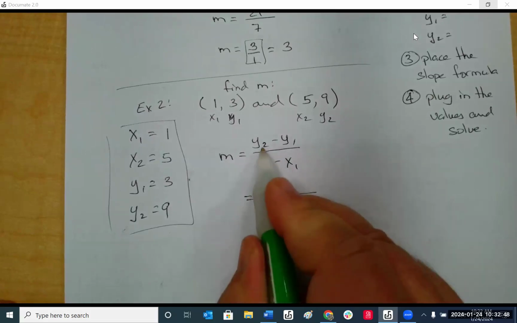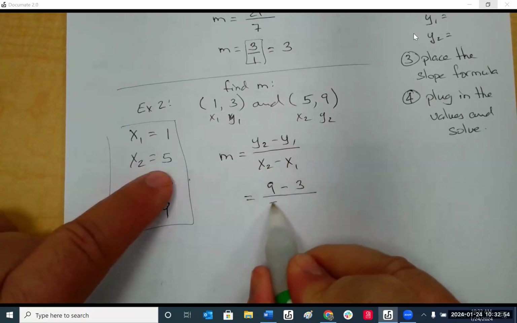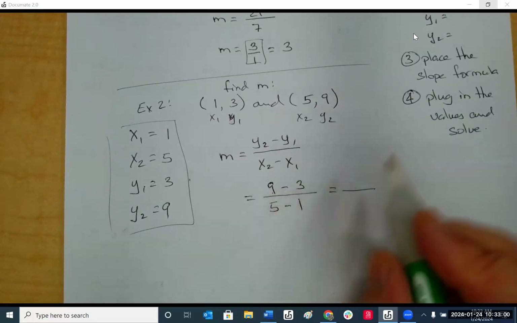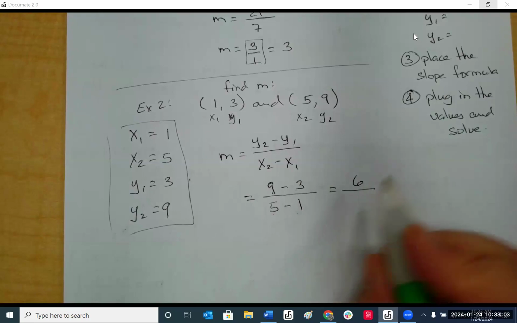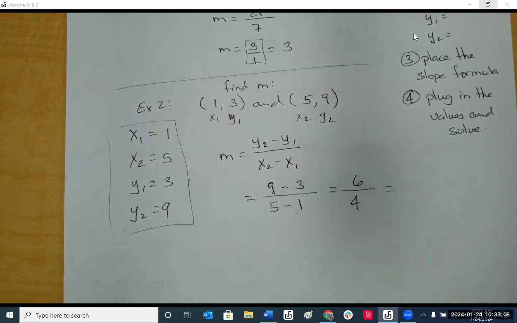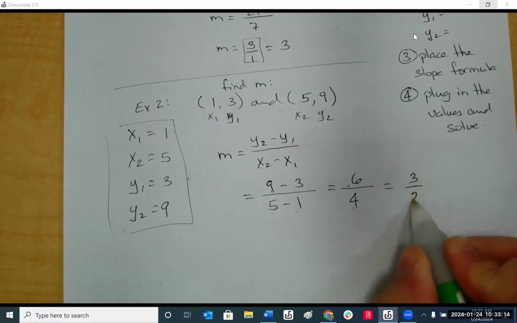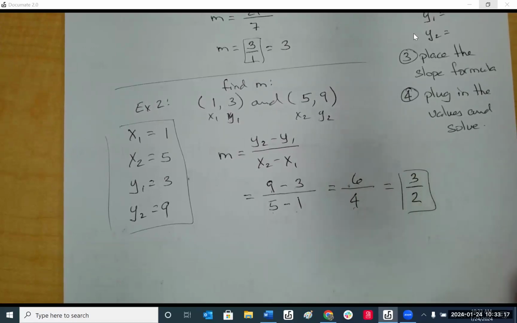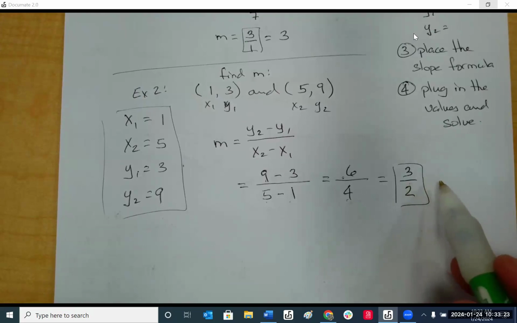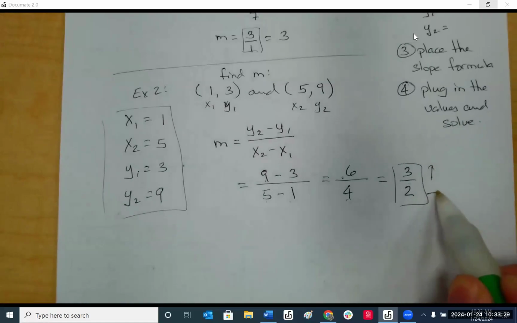Now plug and play. Y2 is 9. Y1 is 3. X2 is 5. 9 minus 3 is 6 over 5 minus 1. If you can simplify, simplify. They both have a 2 in common. 2 goes into 6 3 times. So this tells me to go from this one to this point, I go up 3 over 2.